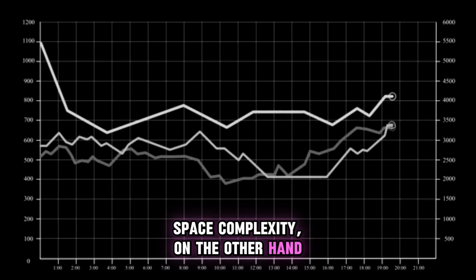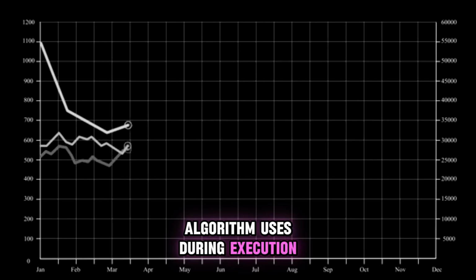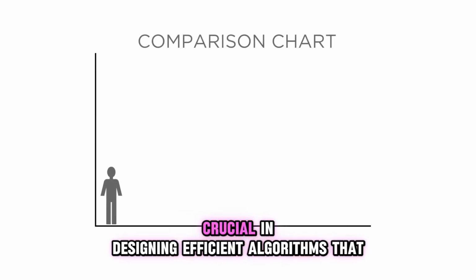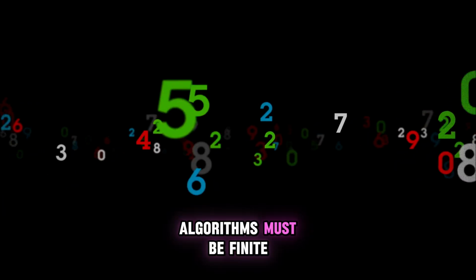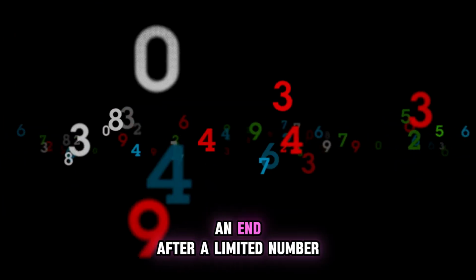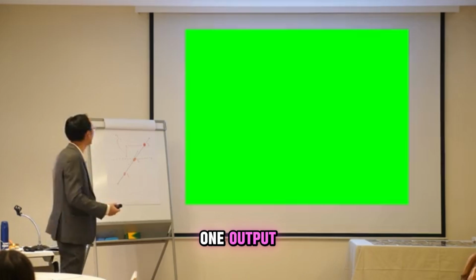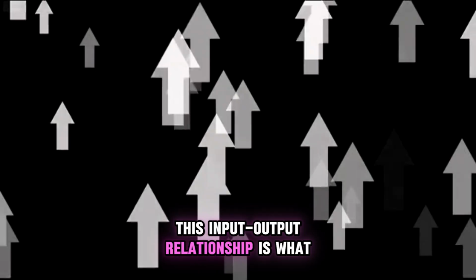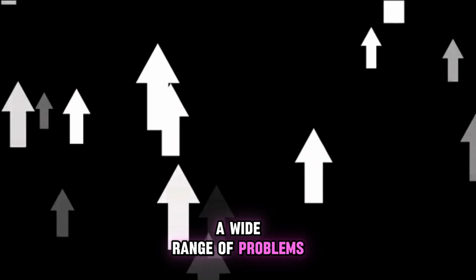Space complexity, on the other hand, measures how much memory an algorithm uses during execution. Balancing these two factors is crucial in designing efficient algorithms that can handle large-scale problems without consuming excessive resources. First and foremost, algorithms must be finite, meaning they must come to an end after a limited number of steps. While some algorithms may not require any input, they should always produce at least one output. This input-output relationship is what makes algorithms so versatile and applicable to a wide range of problems.